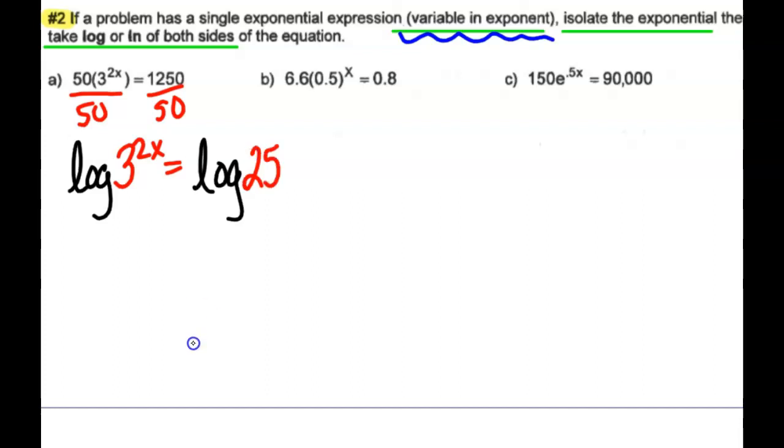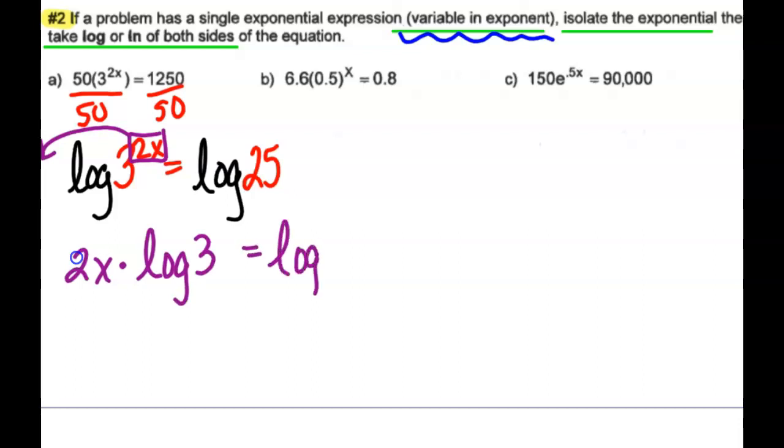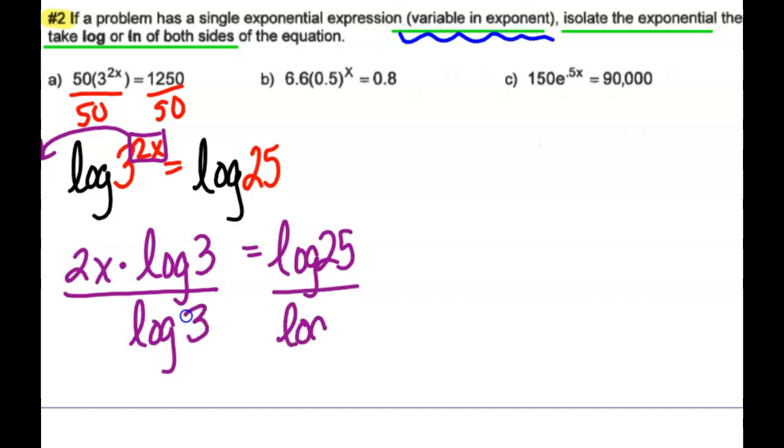Now, what property of logs do we need to do next? Yep, we need to take that exponent, and where does an exponent belong? Out in the front as a multiplication. So we have now 2x times the log of 3 equals the log of 25. All we have left to solve for x is to do some division, right? I usually do this in 2 steps because it's a little less complicated on the calculator and easier not to make a mistake.